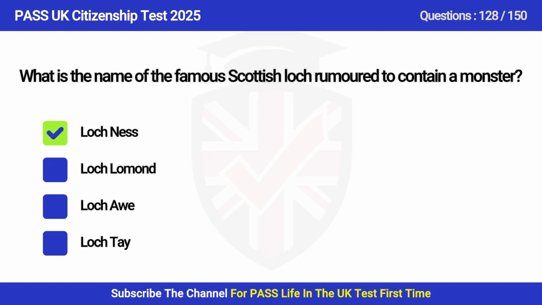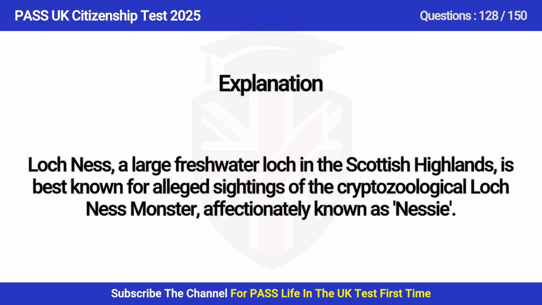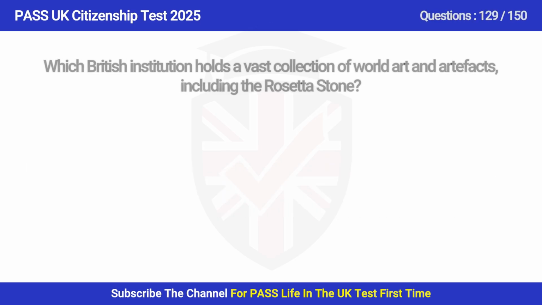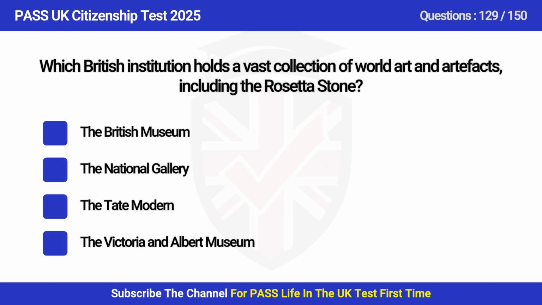Answer is A. Loch Ness. Loch Ness, a large loch in the Scottish Highlands, is best known for alleged sightings of the Loch Ness Monster, affectionately known as Nessie. Question 129. Which British institution holds a vast collection of world art and artefacts, including the Rosetta Stone? A. The British Museum, B. The National Gallery, C. The Tate Modern, D. The Victoria and Albert Museum.